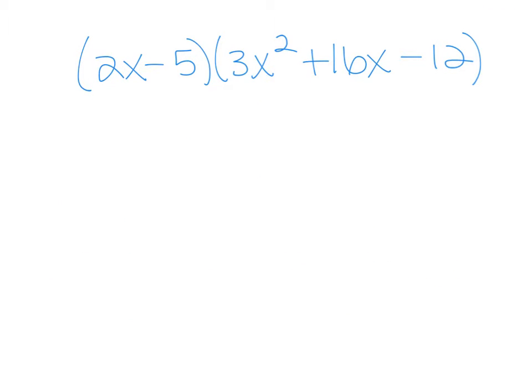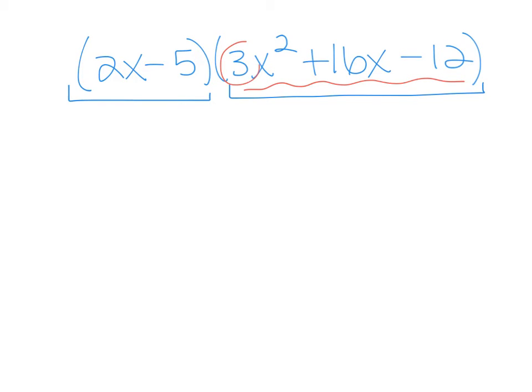So the whole goal of this polynomial long division was to factor that 6x cubed polynomial all the way. And so to do that, first of all, 2x minus 5 is one of the factors. And then we have to factor this quadratic trinomial.